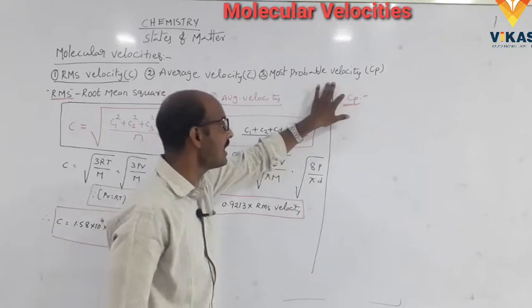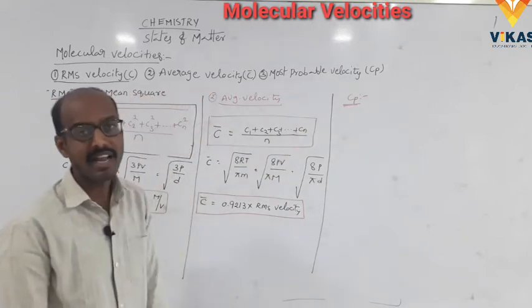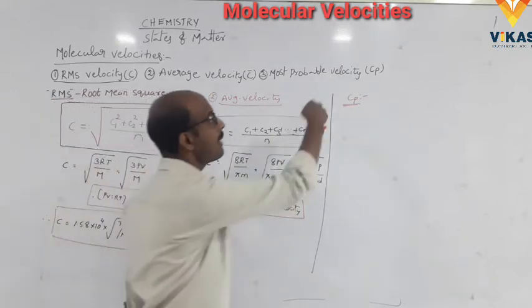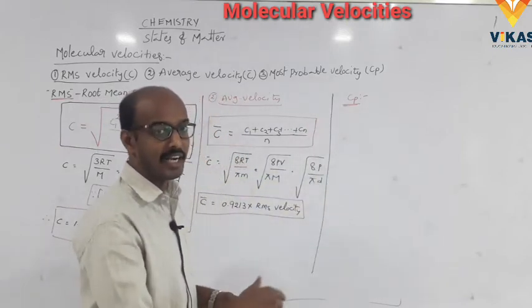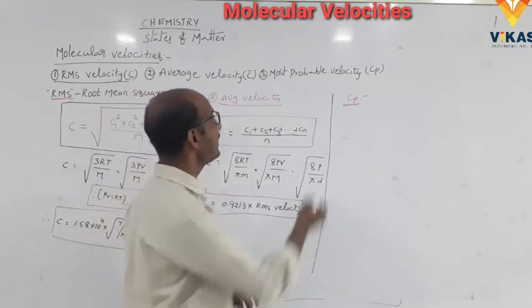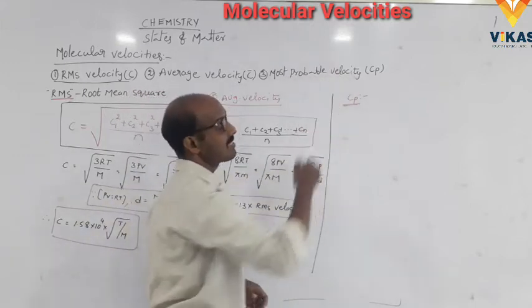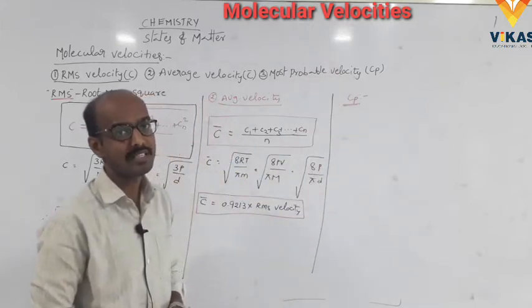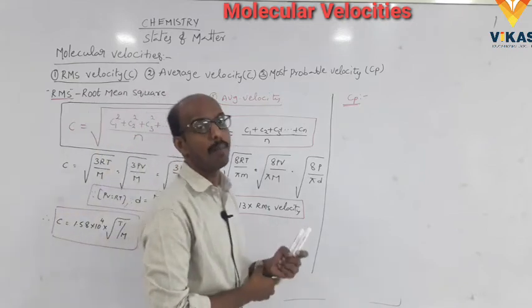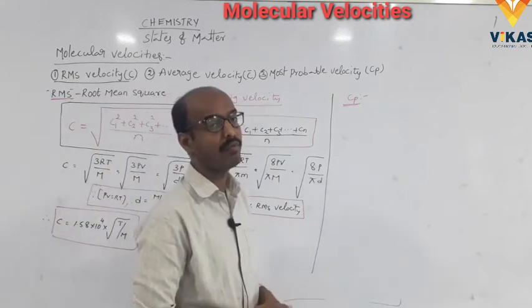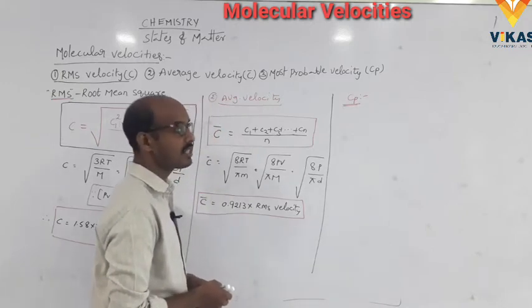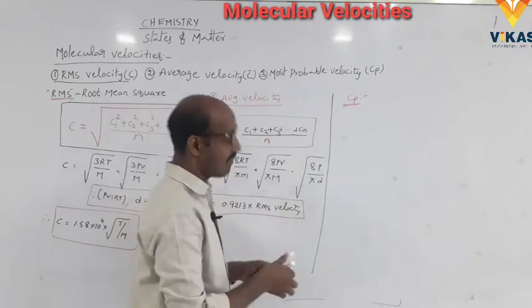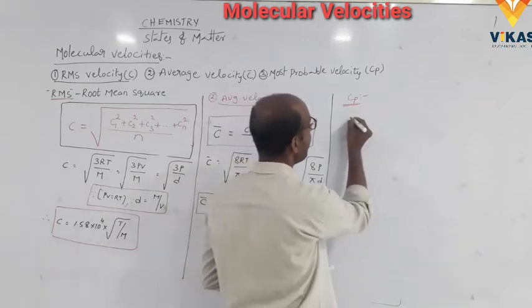The velocity is possessed by the maximum number of molecules present in the gas under conditions of temperature and pressure. We get the most probable velocity. The velocity possessed by the maximum number of molecules of the gas under conditions of temperature is called most probable velocity.